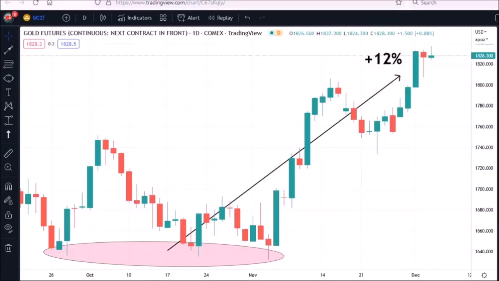Since the triple bottom around October, gold has gained an impressive 12%. Let's look at more details of the short-term as well as intermediate-term outlook for gold.